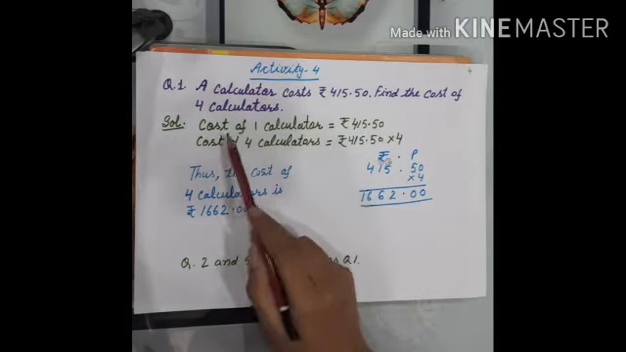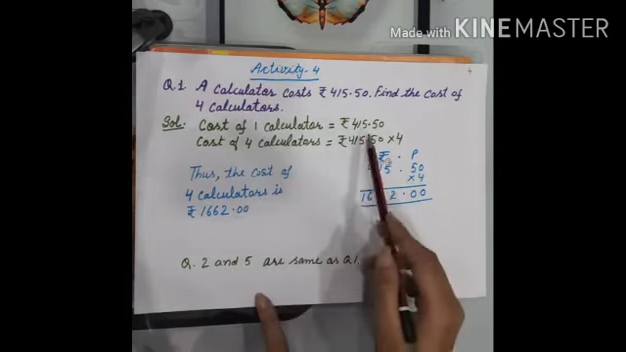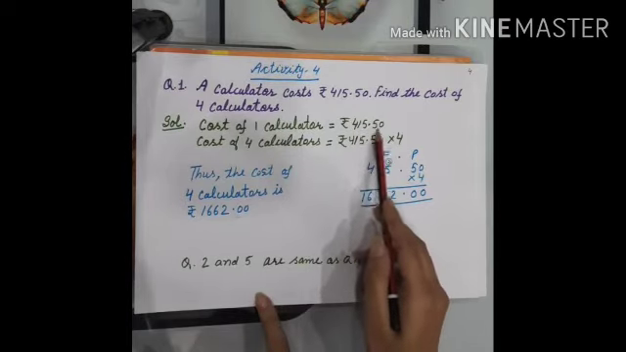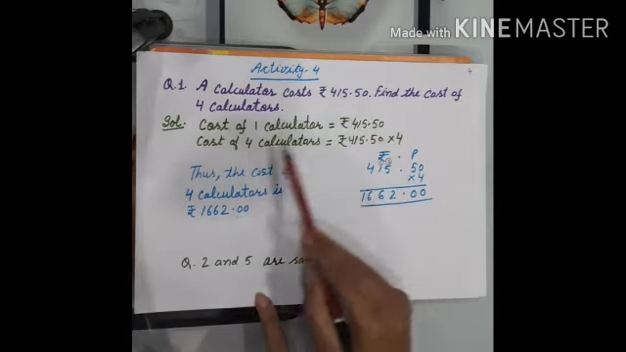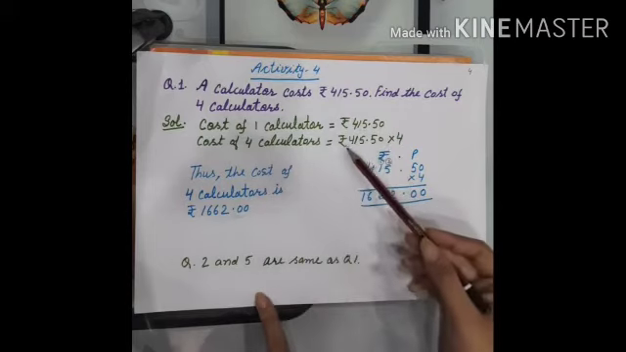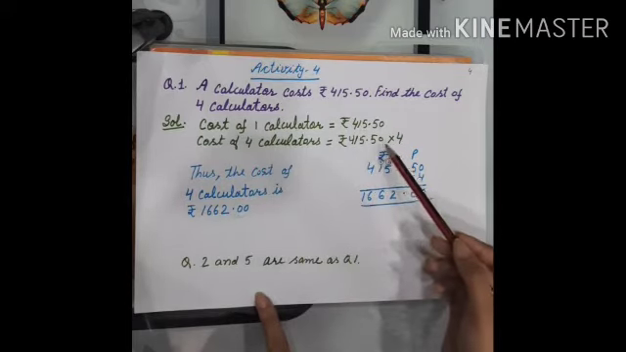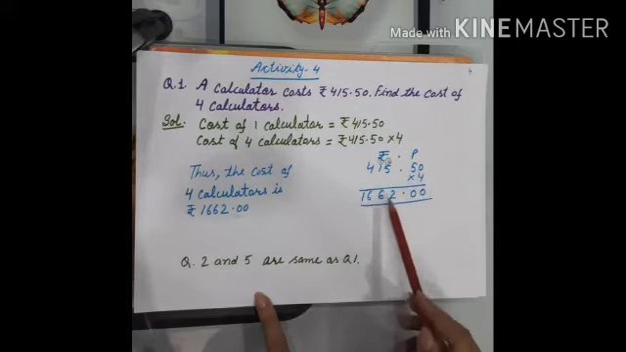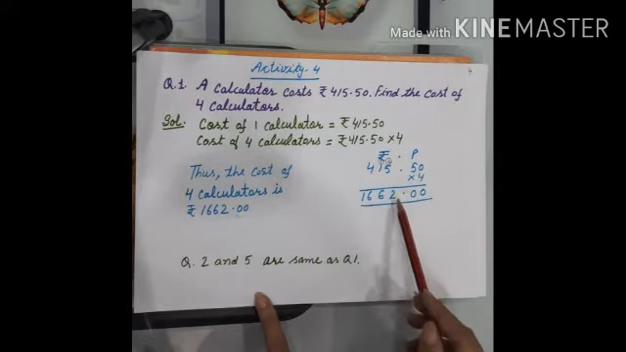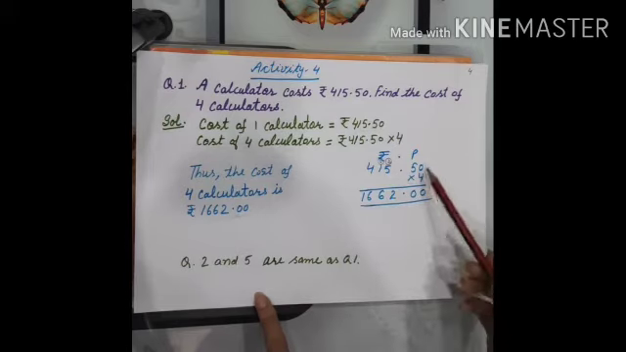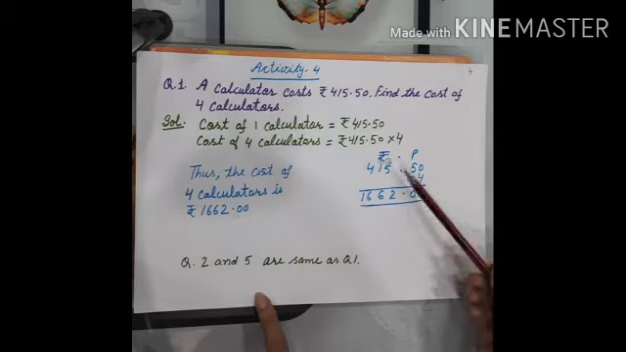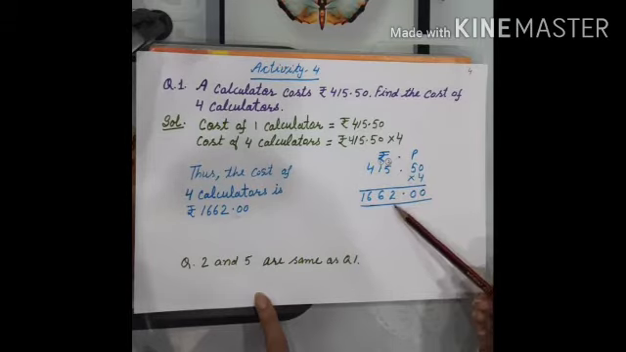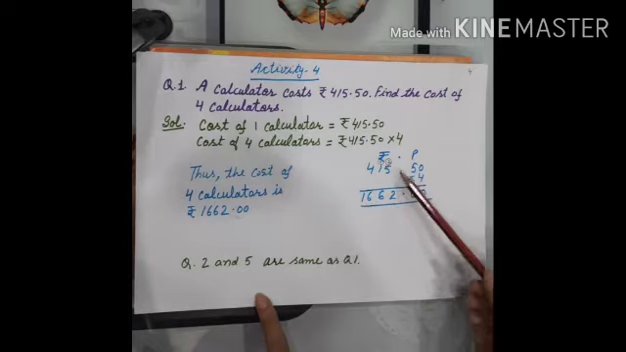Solution: cost of one calculator is rupees 415 and 50 paise. Cost of 4 calculators is rupees 415 and 50 paise multiplied by 4. Multiply in the normal way, ignoring the dot. Now we multiply. 4 zeros are 0. 4 5s are 20. We write 0 and 2 is carry. 4 5s are 20. 20 plus 2, 22. We write here 2 and 2 is carry.